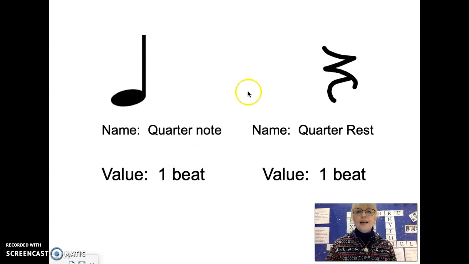Ta. This is a quarter rest. A quarter rest is 1 beat of silence. We throw away the sound for 1 beat. Rest. Or sometimes we will say shh.